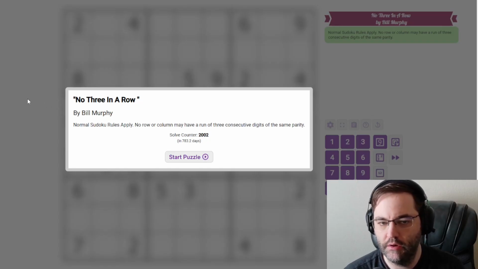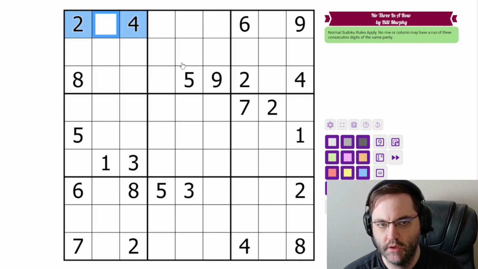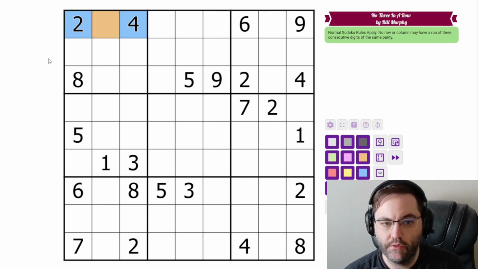But this is No 3 in a Row by Bill Murphy. We have normal Sudoku rules, 1 to 9 each row, column, and 3 by 3 box. Additionally, we have a rule that spans the entire grid, which says that any 3 cells in a row or column that are next to each other like this cannot have the same parity. So we're going to use that up here, so I'll just show it as an example. These are both even. This cannot be even because that would give us 3 evens in a row, so we can deduce that it is going to be odd. And those are the rules.